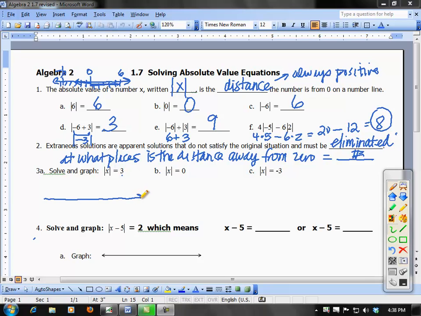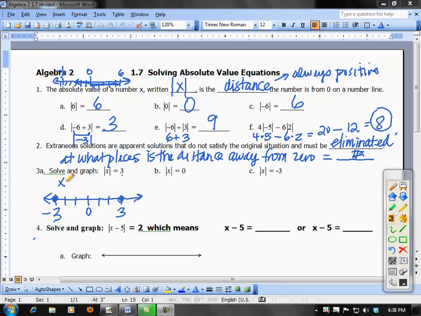Well, let's draw a number line. Here's my 0. I could go 3 in the negative direction. 1, 2, 3. What number am I at here? Well, I'm at negative 3. I could go 3 units in the positive direction, and where am I right here? Positive 3.